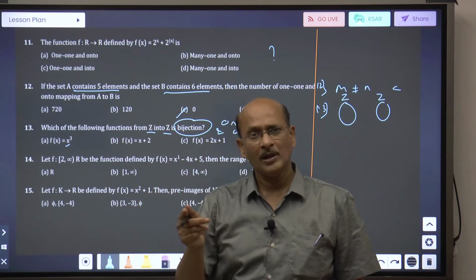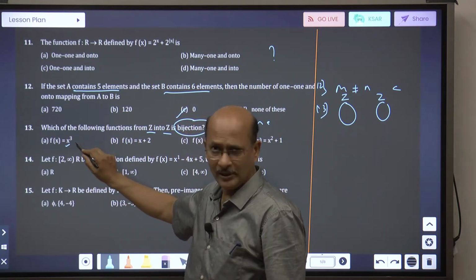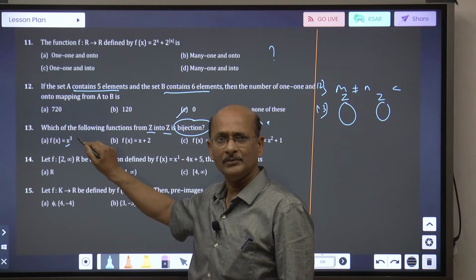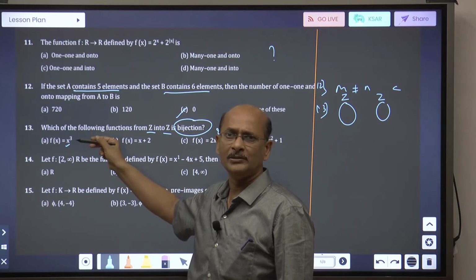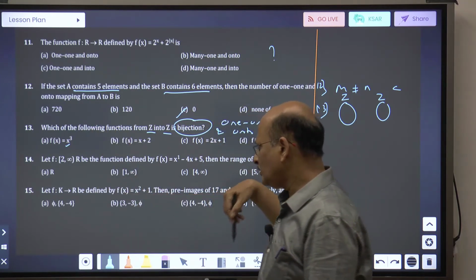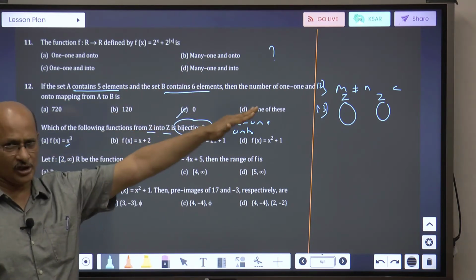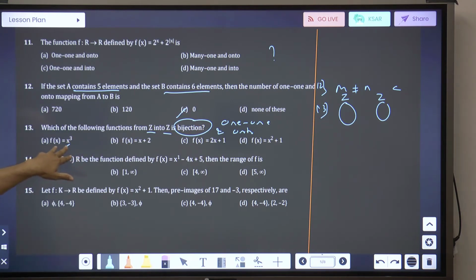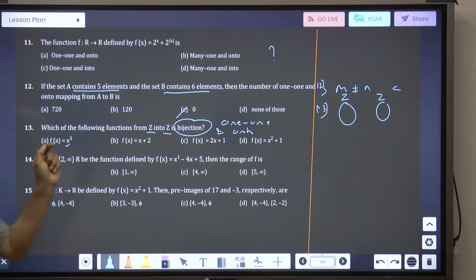So x cube. For every value of x, 1 cube is 1, minus 1 cube is minus 1, 2 cube is 8, minus 2 cube is minus 8. So can you tell me whether this can be one-one? I doubt, because it is integer to integer. Slightly okay, it is one-one, no doubt about it, but let me see. Yes, it is one-one, because 1 will give you 1 and minus 1 will give you minus 1. Every number has a distinct image, so it is one-one.